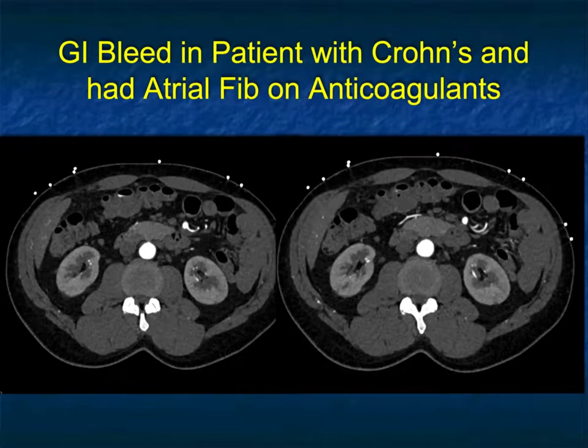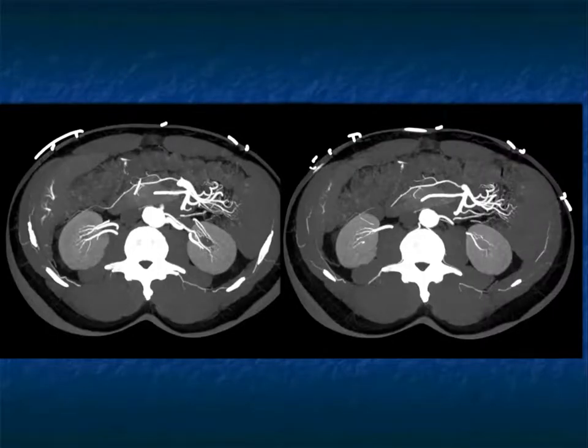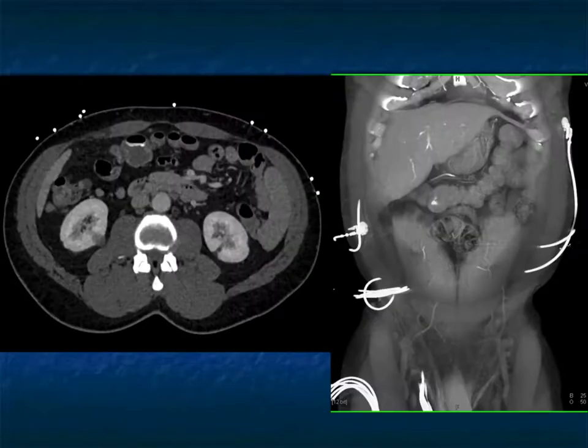Another patient, Crohn's disease, patients on anticoagulants for atrial fib. You look quickly, do you see a bleed? Well, what's this over here? Again, you can be fooled at times by high density in the bowel, but there's the arterial phase, you're suspicious. The MIP imaging, again, accentuates that abnormality. Again, do that sliding MIP.